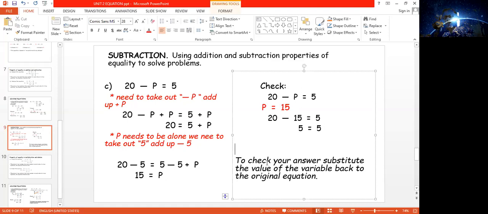So that's it for today. It's just a review on our lesson on equations. Again, to check your answers, always substitute the value of the variable back into the original equation.